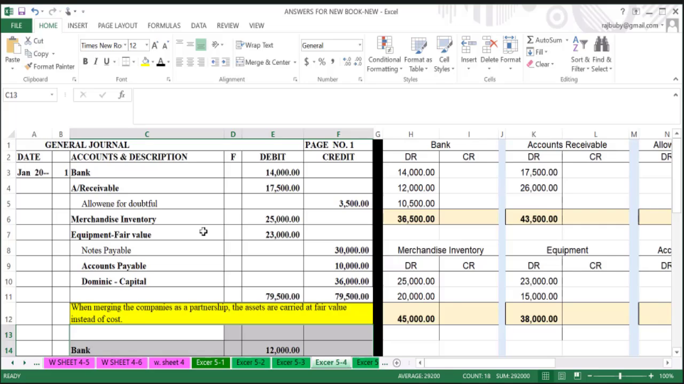When you are taking the agreement, you will have all the information about how many years they used, how many years they can use more, the useful life, and the balance also. But if you want, you can calculate that way in real life when you are merging. But this is just an assignment, so they are giving the fair value instead of giving the cost.